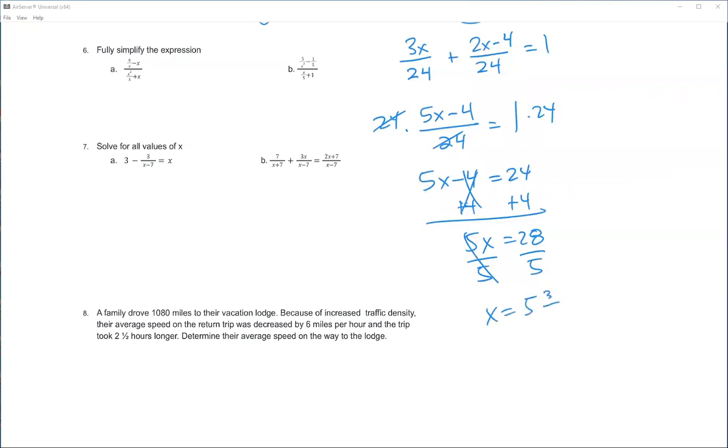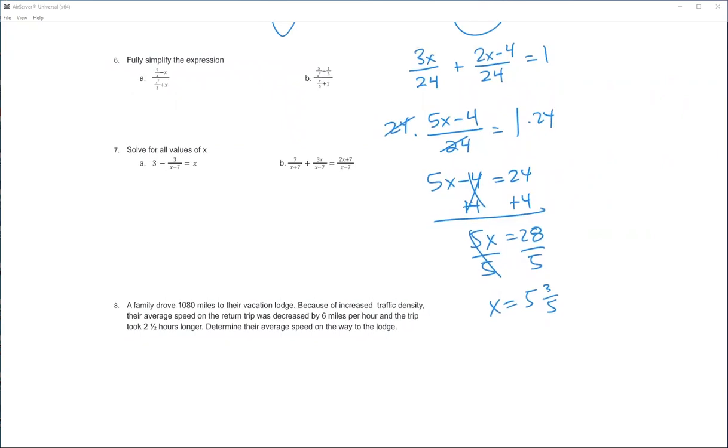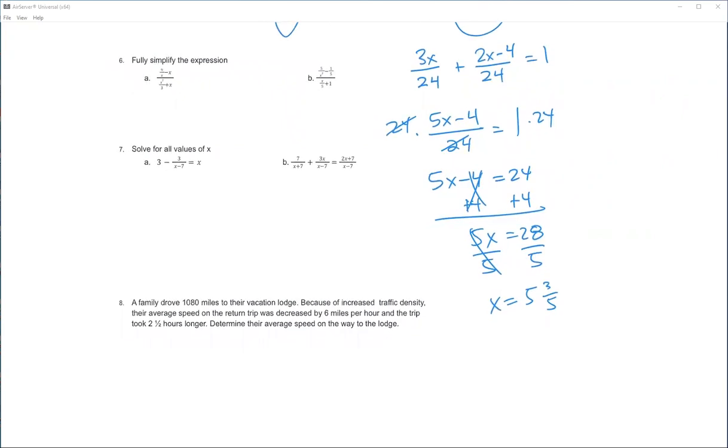Right? Did I do everything correctly here? Now 3/5 of an hour. 1/5 of an hour is what? 12 minutes. So 3/5 would be 36. So it'll be 5:36 PM when they are done.